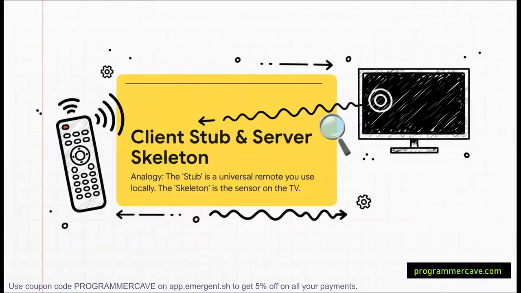You know, I think the best way to wrap your head around this is to think about a universal remote. The client stub is the remote in your hand. You just press a button on it. It feels like calling a local function. You don't know or care about the infrared signals it's sending out. The server skeleton, then, is the little sensor on the TV. It receives those signals, decodes them, and tells the TV what to do. The developer just has to write the TV's logic, not the sensors.